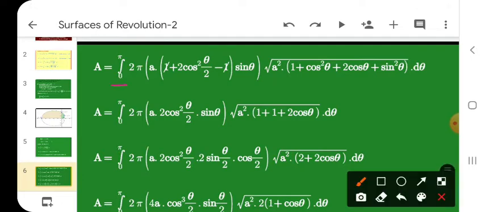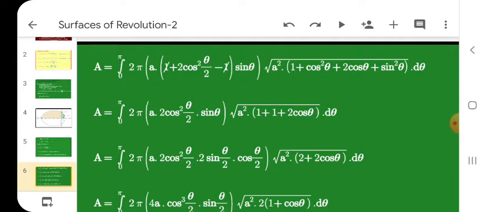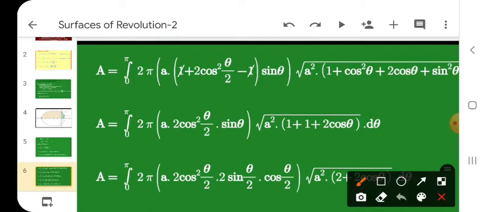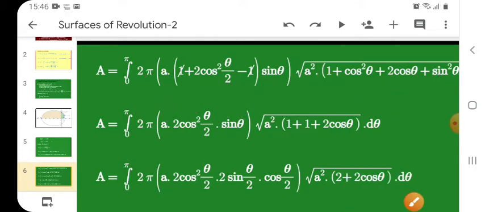See here. Integral 0 to pi, 2 pi is the constant, a. Here we have 1 plus cos theta, and the cos theta formula is 2 cos square theta by 2 minus 1, into sin theta, same. From the root function I take a square common. What are the remaining terms? 1 plus cos square theta plus 2 cos theta plus sin square theta. After taking a square common, cos square theta plus sin square theta is 1. Here also we have 1, so I write 1 plus 1, 2 cos theta d theta.